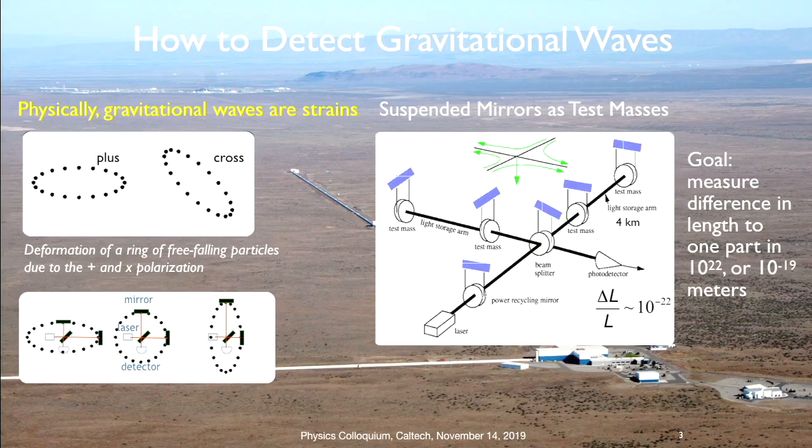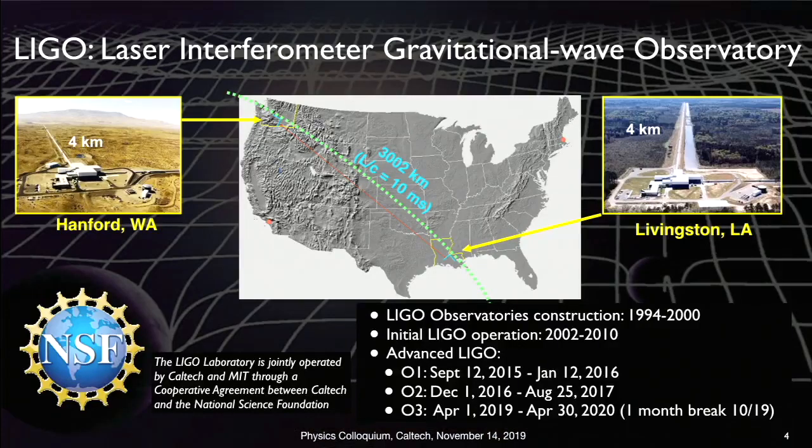That's part of why it has been such a long process to get to this discovery: these are very precise measurements where we are fighting with the quantum limits. LIGO stands for the Laser Interferometer Gravitational-Wave Observatory, as you probably all know, being here at Caltech. The observatory has two sites. One is in Hanford, Washington. The other is Livingston, Louisiana. The laboratory is jointly operated by Caltech and MIT and is funded by the National Science Foundation.